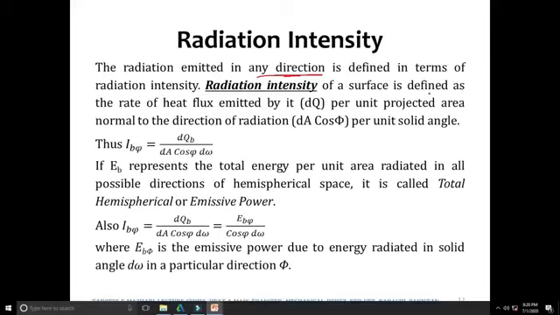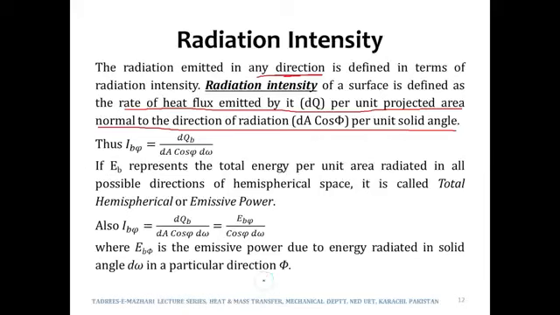Now this is the definition of radiation intensity. It is defined as the rate of the heat flux emitted per unit projected area, projected area meaning the area dN normal to the direction of radiation, per unit solid angle. Per unit solid angle. So this is how I_Bφ is given.